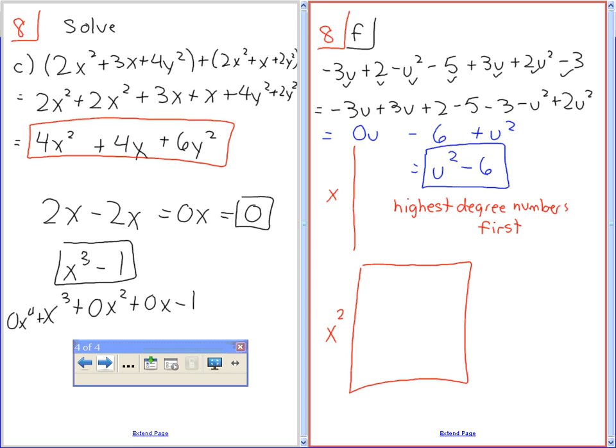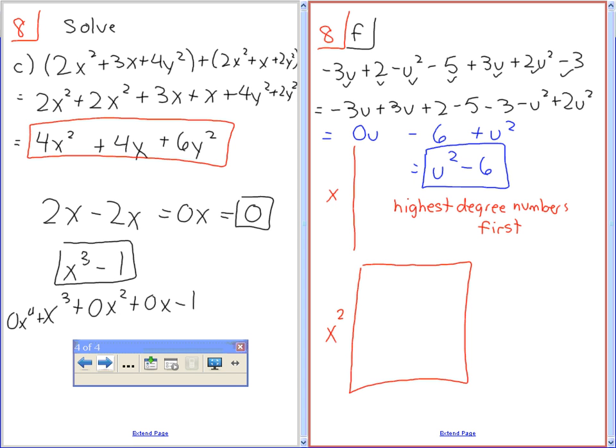Go ahead, yes. Why did you get rid of the zero? The question was why did I get rid of the 0u? It's just like what we said here: 2x minus 2x is 0x, which is just like 0. So you don't need to write it. If there's a 0 thing there, you don't need to put it in. When I said here x cubed minus 1, remember we said it's like x cubed plus 0x squared plus 0x. Those are technically a part of it, but you don't have to write them in.